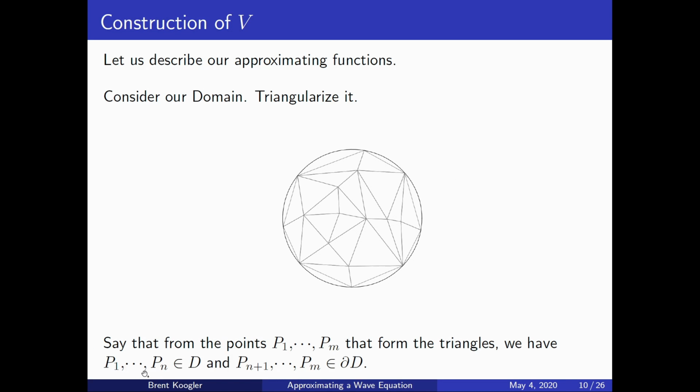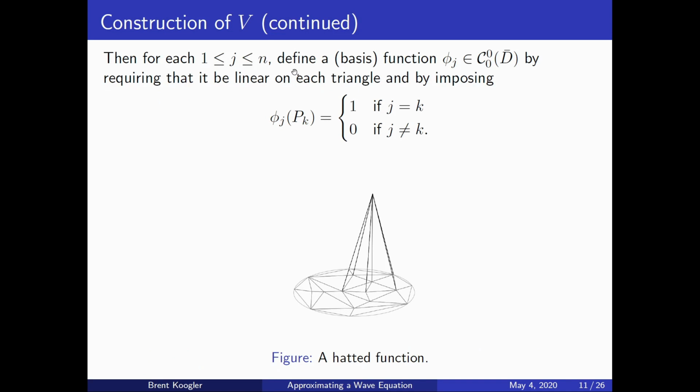So we're going to consider these points, and for each of these p sub 1 to p sub n, we're going to define a corresponding basis function phi sub j, such that phi sub j is going to be equal to 1 at p sub j, and equal to 0 at all the other vertices of the triangles. Moreover, each of these phi sub j is going to be linear on each of the triangles, and this gives a visualization of one such hatted function.